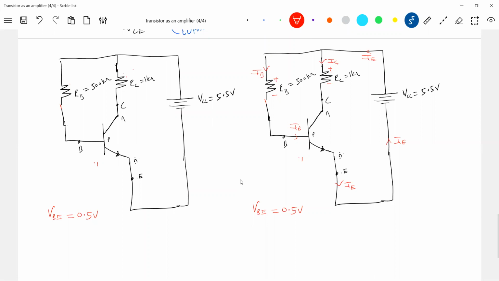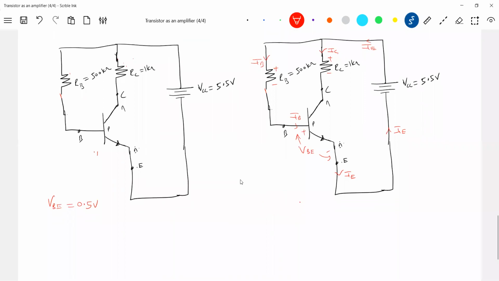Then collector current by base current should be beta. So for that purpose, I'm giving symbols. These are the polarities. What is VB? VB is here. So this should be positive, negative. Okay, right loop equation: plus VCC minus ICRC minus VCE equal to 0. So this is plus minus.